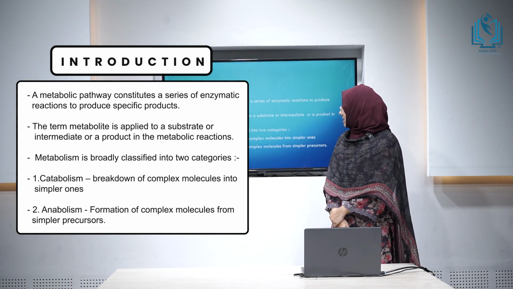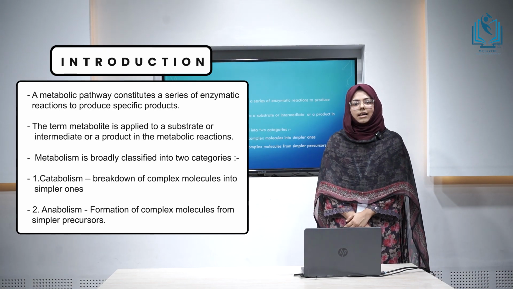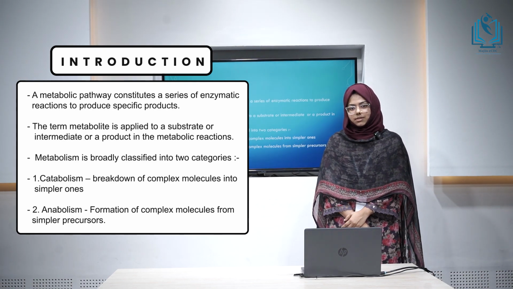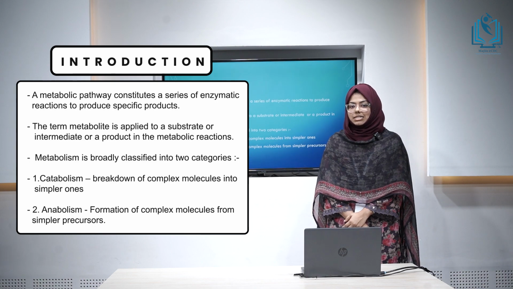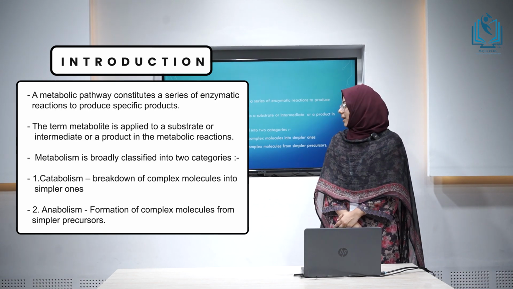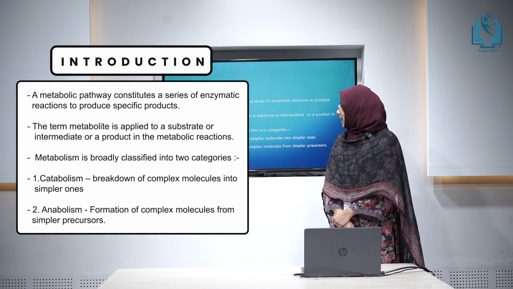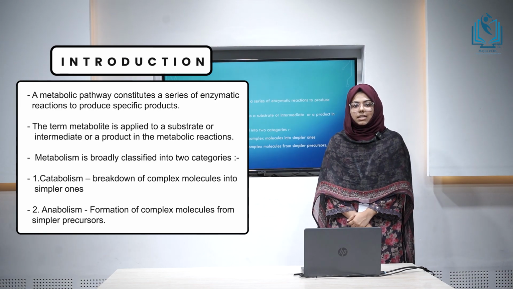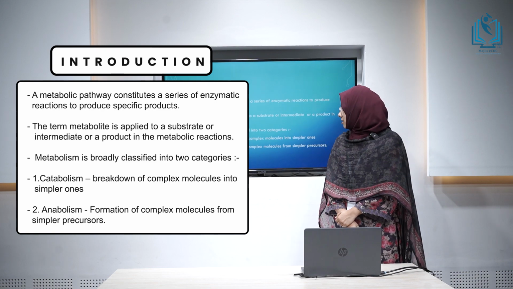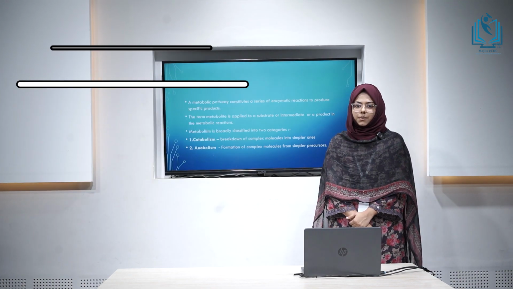Metabolism is broadly classified into two categories, that are catabolism and anabolism. Catabolism is a degenerative process concerned with the breakdown of complex molecules into simpler ones, while anabolism is a biosynthetic process involving formation of complex molecules from simpler ones.